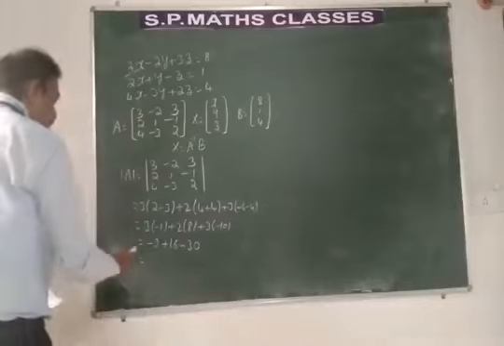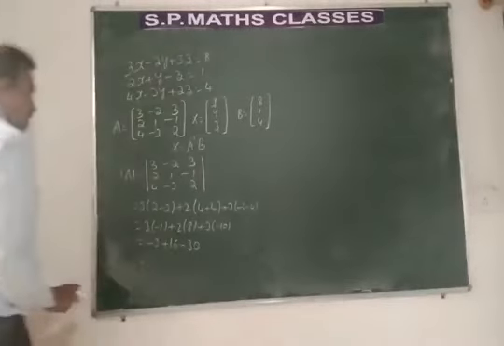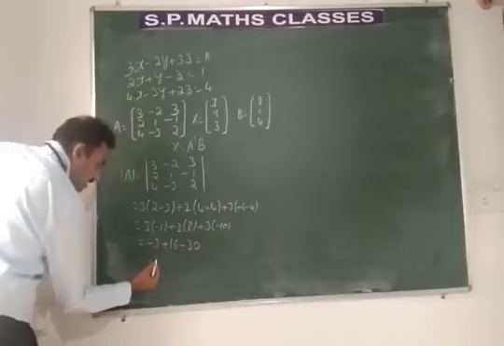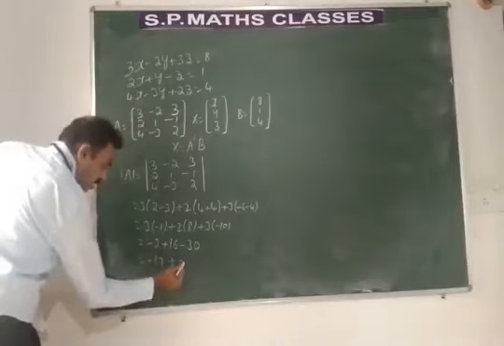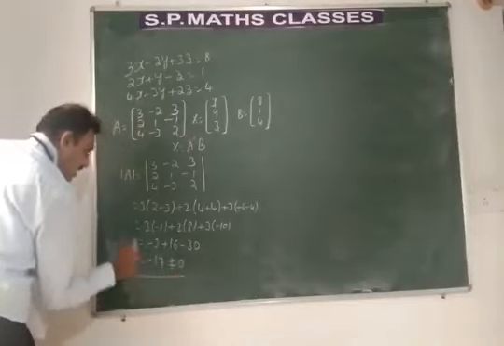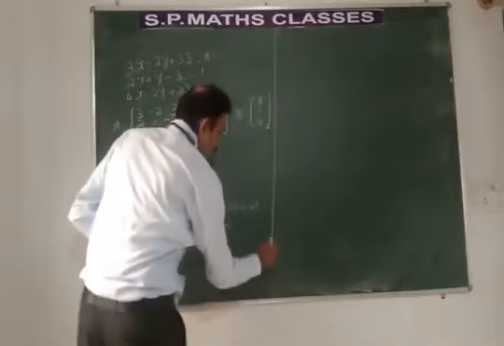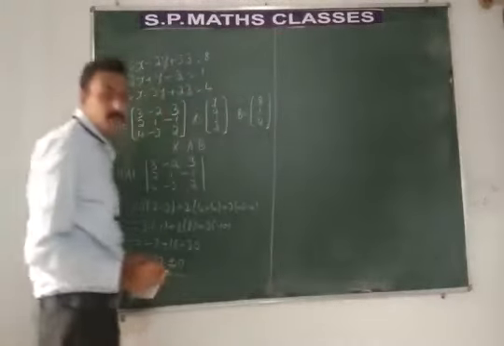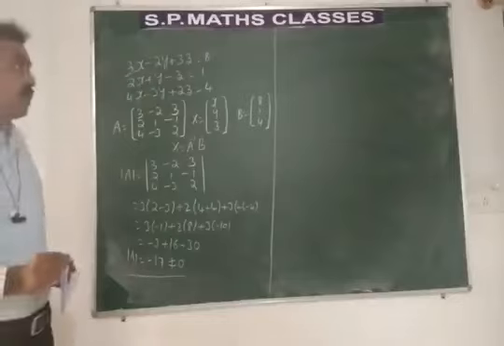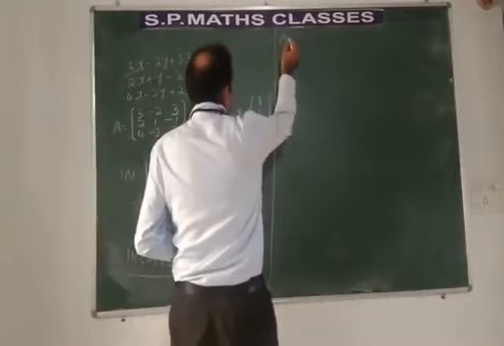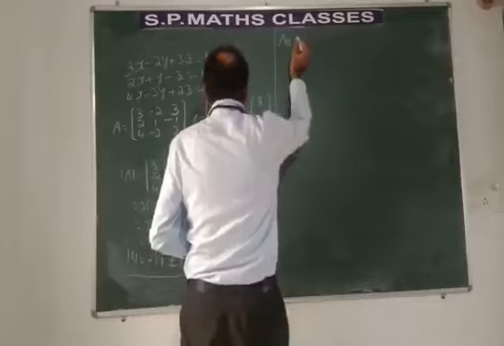So what is the answer you get? Minus 3 plus 16 is 13. 13 minus 30 is minus 17, not equal to 0. Hence, A is non-singular and the inverse exists. Before finding the inverse, you need to find the matrix of cofactors. What is A11? A11 is positive.